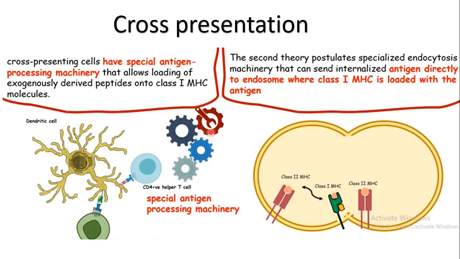So we have to clarify what cross-presentation is. Cross-presentation has two theories. One is that some dendritic cell subsets have a special antigen processing machinery that allows exogenous antigens to go to class 1 MHC. The other says that antigen can be directed to an endosome where class 1 is loaded with the antigen.